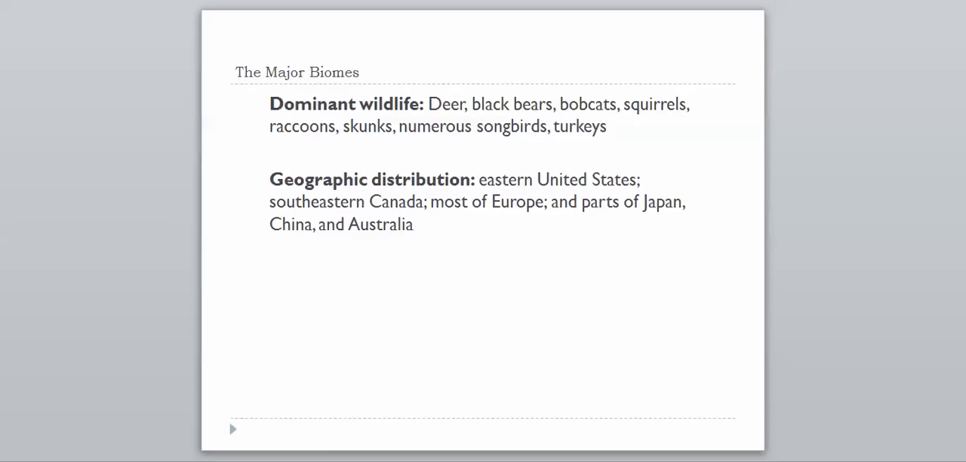And so where you can find this is in the eastern portion of the United States, as well as here in the Midwest, I believe, and southeastern Canada, most of Europe, and actually parts of Japan, China, and Australia will also be where you can find this certain biome.